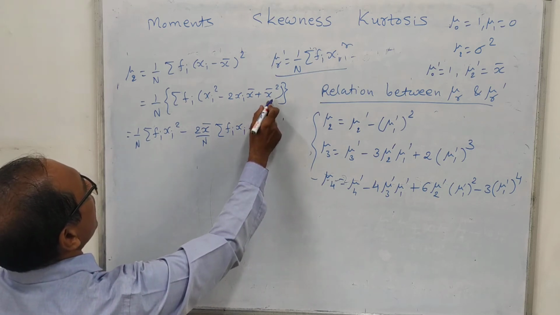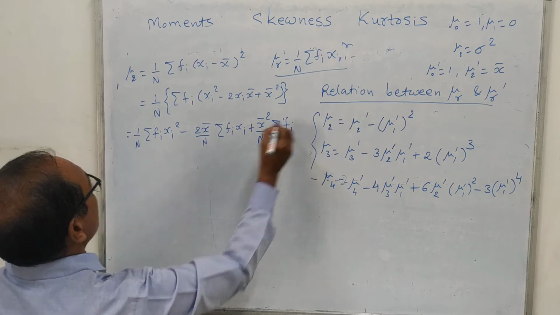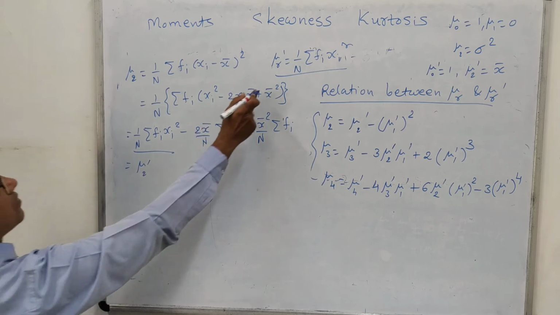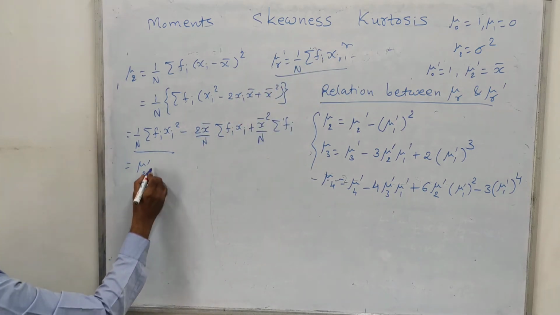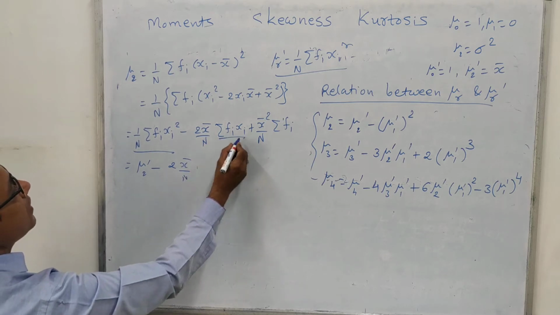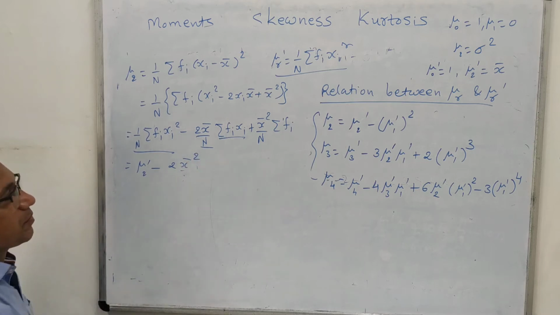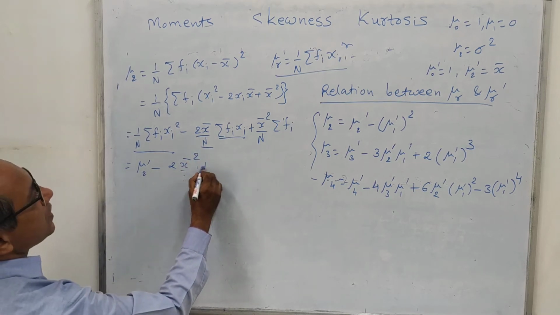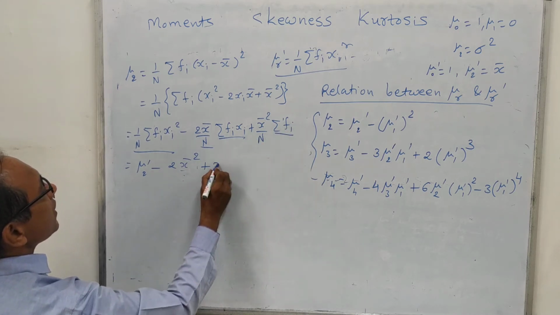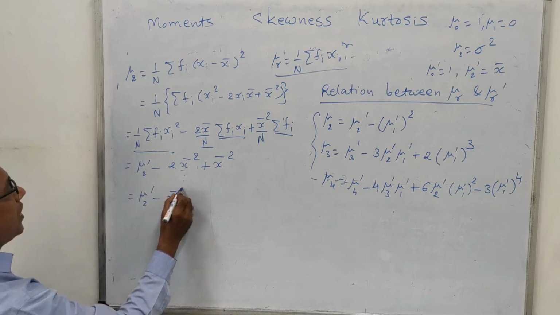Plus here x bar square will be common, divided by n, sigma fi only. So what is this? This is mu 2 dash. From this one you can see for r equal to 2 this is mu 2 dash minus 2 x bar upon capital N, this is again sigma fi xi upon capital N, which is x bar. So it will become x bar square, plus sigma fi, and sigma fi is capital N, so capital N and capital N will be cancelled. So it is x bar square. So this is mu 2 dash minus x bar square.